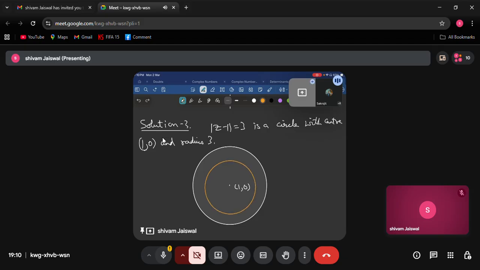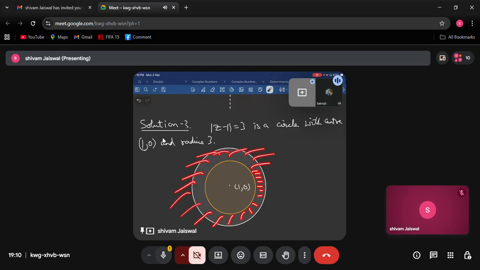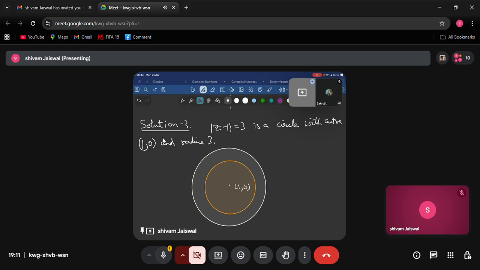Okay. And since it is given greater than or equal to 2, it represents all the points outside the circle. So which one is the intersection part? Tell me. The intersection is the ring formed, leaving apart the circumference of the outer circle. Exactly. So this is the region we are concerned about.